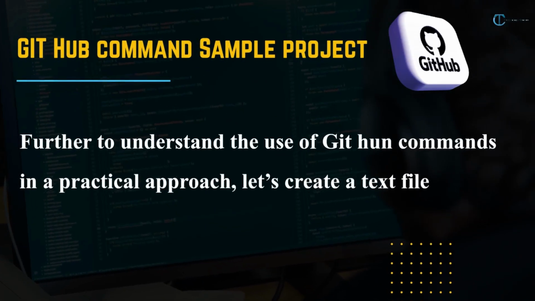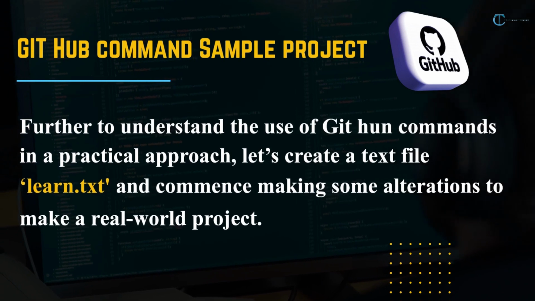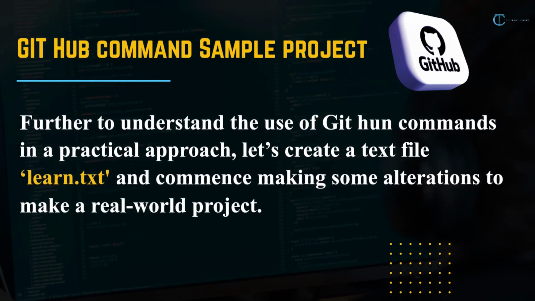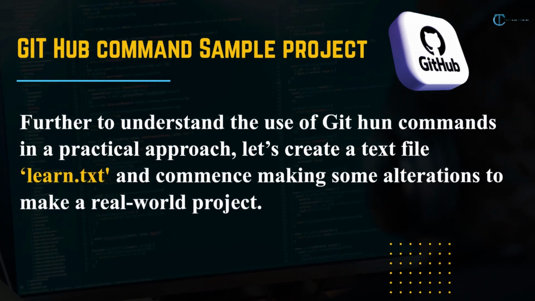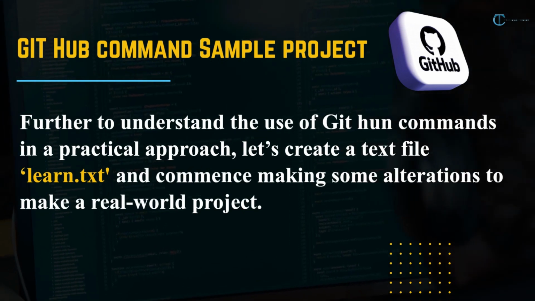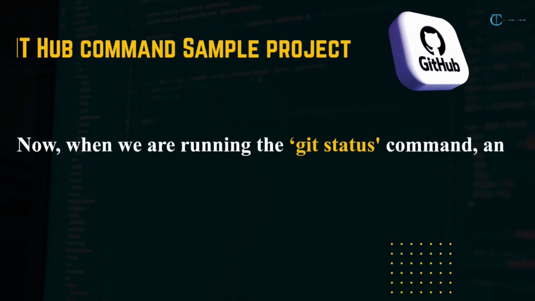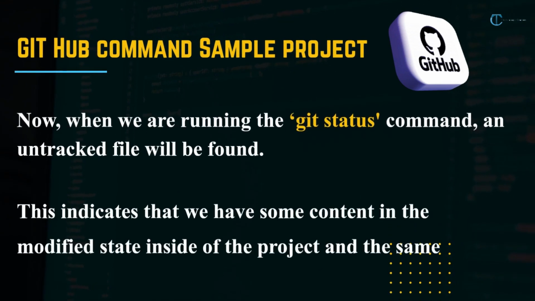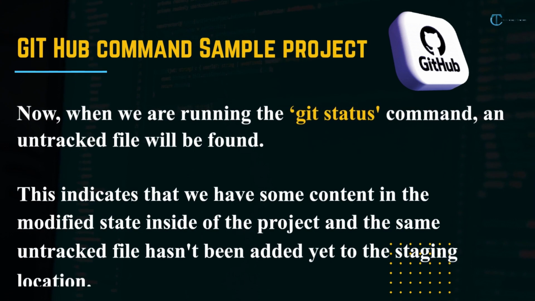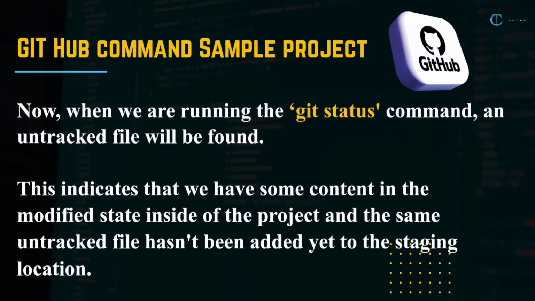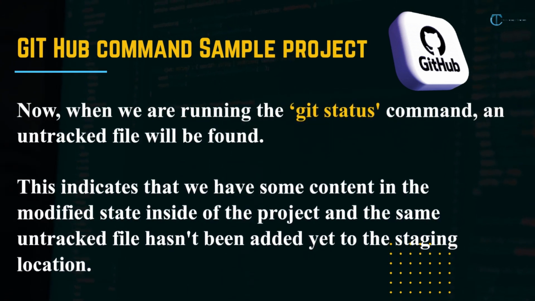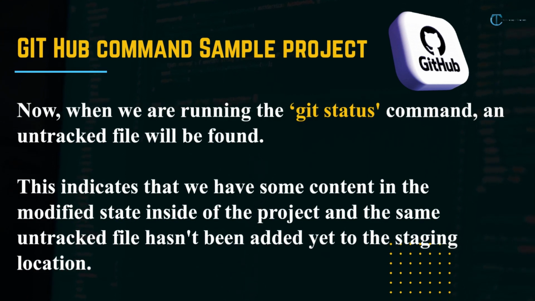GitHub commands sample project. Further, to understand the use of github commands in a practical approach, let's create a text file, learn.txt, and commence making some alterations to make a real-world project. We have to do this task inside the Visual Studio Code editor with C# language. Now, when we run the git status command, an untracked file will be found. This indicates that we have some content in the modified state inside of the project, and the same untracked file hasn't been added yet to the staging location.